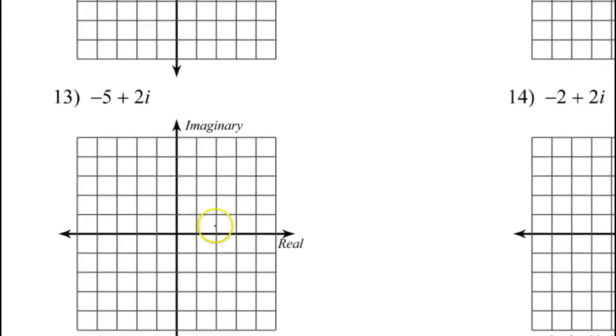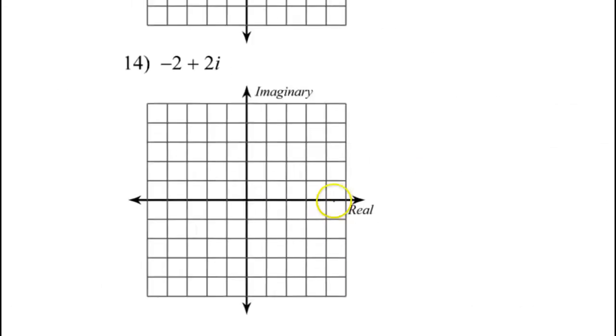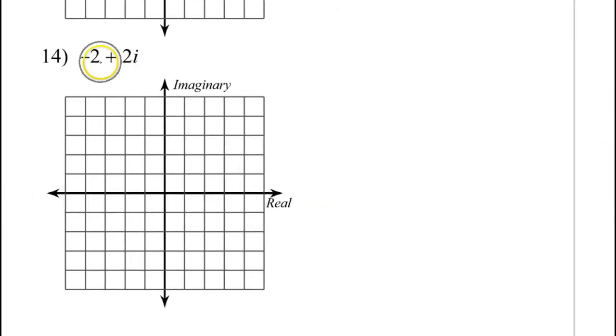Okay, now number 13. The real part is -5, so I'm going to go to the left 5, and the imaginary part is +2, so I'm going to go up 2. So I'm going to go left 5 and up 2, and that's going to put me right here on the complex plane. And then for number 14, I'm going to go left 2 and then up 2 because of the real and the imaginary parts. So left 2 and up 2 will put me right here for number 14.